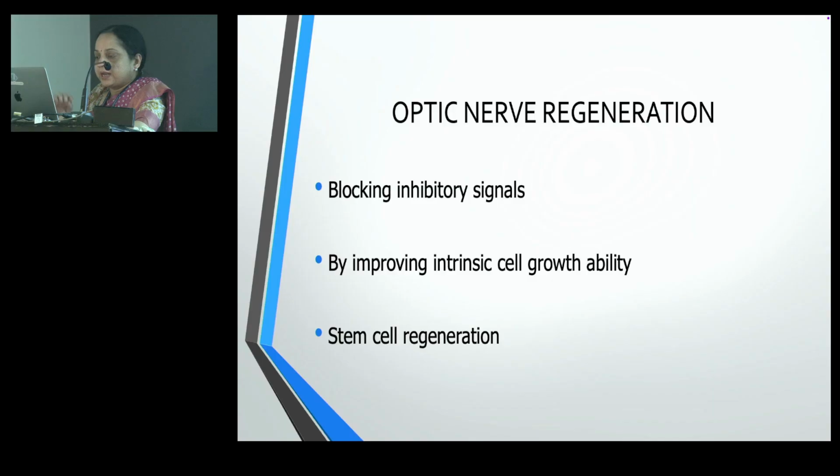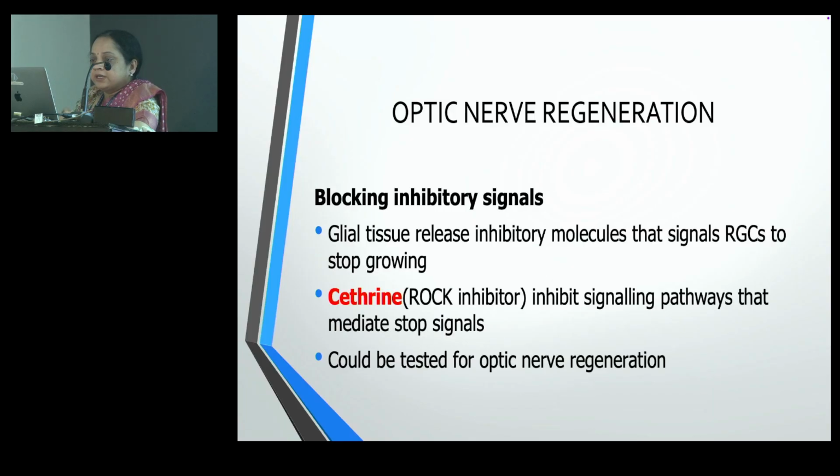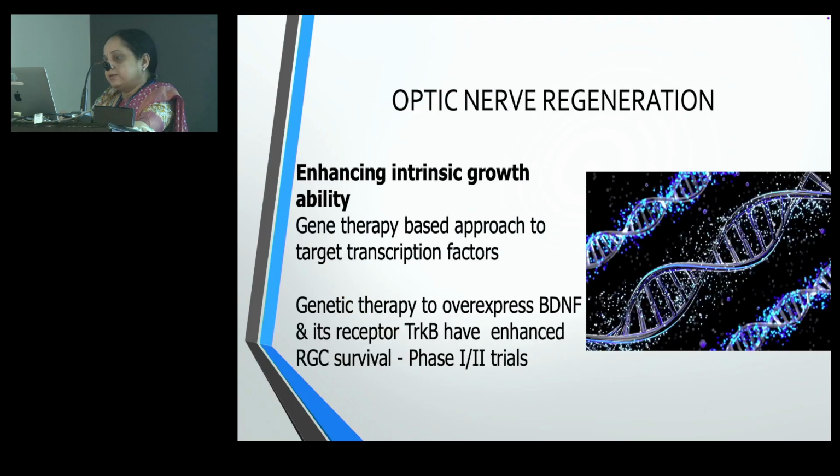Optic nerve regeneration can be done by blocking the inhibitory signals, by improving the intrinsic cell growth ability, and by stem cell regeneration. Blocking the inhibitory signals: glial tissue releases inhibitory molecules that signal retinal ganglion cells to stop growing. Ripasudil is a ROCK inhibitor. It inhibits the signaling pathways that mediate the stop signals. It could be tested for optic nerve regeneration.